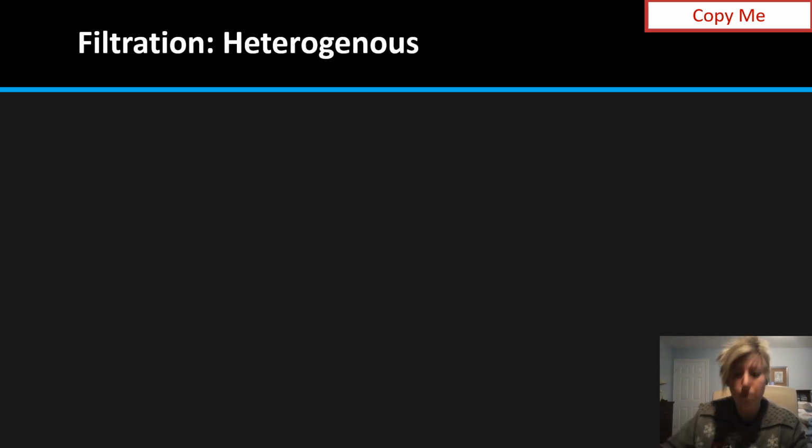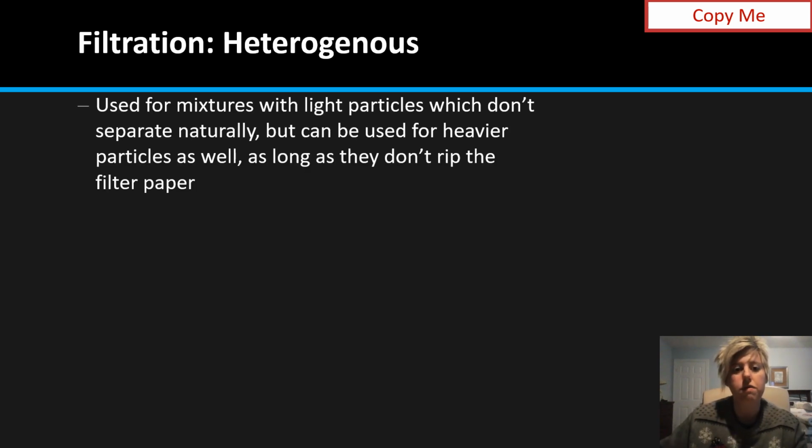So you would have to use filtration here. A situation where you can use filtration after decantation would be the classic mixture of sand and water. I can decant the water out of my container, but then I still have some sand particles there, and I don't want sand particles in my mixture, so then I would have to use filtration.